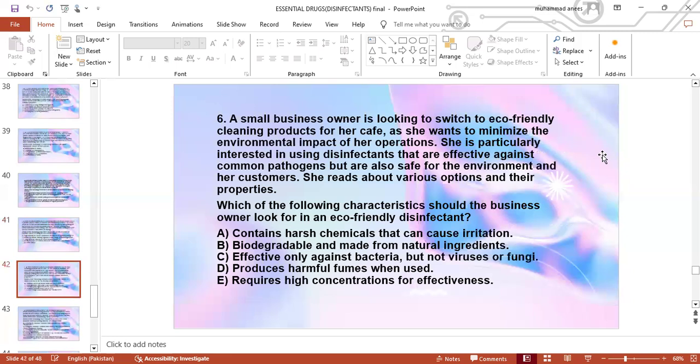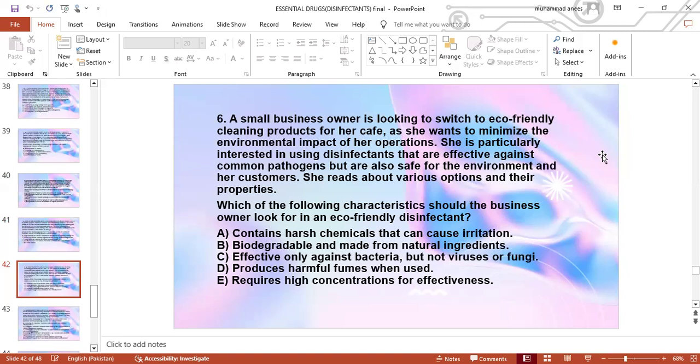Six, a small business owner is looking to switch to eco-friendly cleaning products for her cafe as she wants to minimize the environmental impact of her operations. She is particularly interested in using disinfectants that are effective against common pathogens but are also safe for the environment and her customers. She reads about various options and their properties. Which of the following characteristics should the business owner look for in an eco-friendly disinfectant?